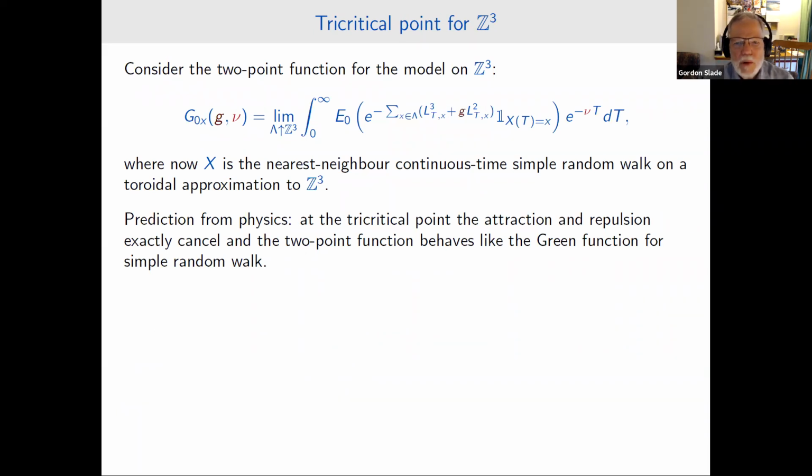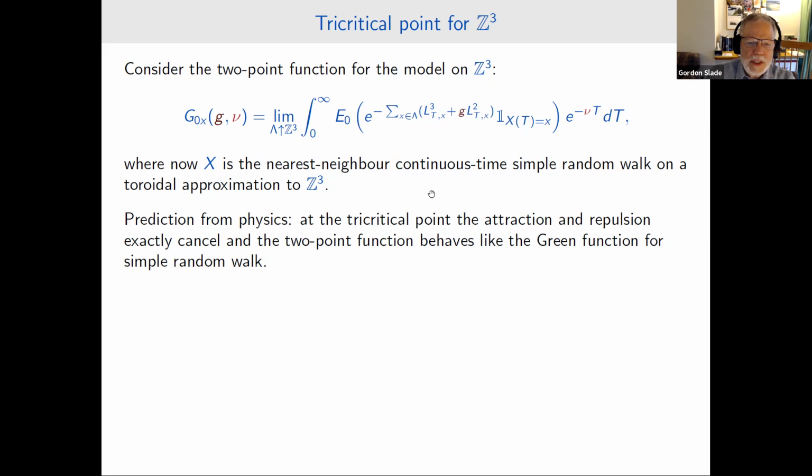So let me say something about what's known on Z3. Let's consider the model on Z3 now. We have this continuous time random walk on a three-dimensional discrete torus, which is approximating Z3. This is the thermodynamic limit that sends that torus to the infinite volume. Otherwise, this is just the same two-point function that we were talking about before. So X is the nearest neighbor continuous time simple random walk on the torus.